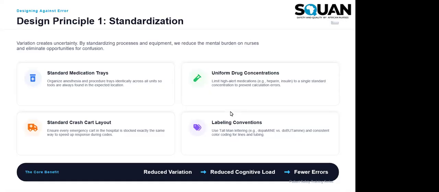Okay, so for example, standardizing our medication trays. In a medication tray, on the top left corner is where you have this medicine. On the top right corner, we have this medicine. Bottom left, middle row, first middle row, it needs to be clear. We need to organize our medicines in the tray in a way that is identical.